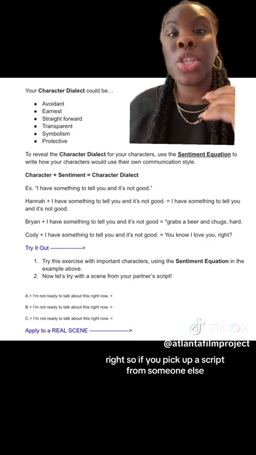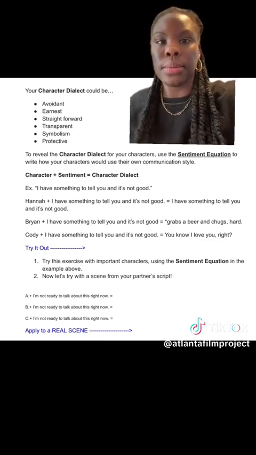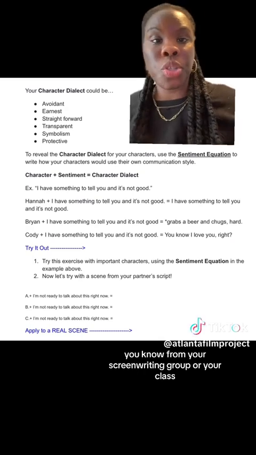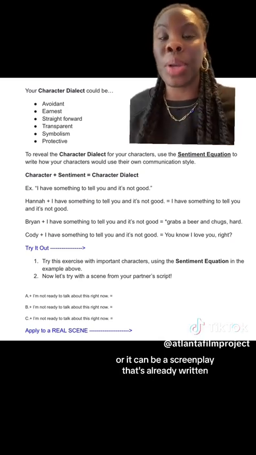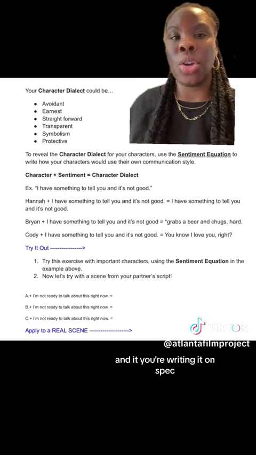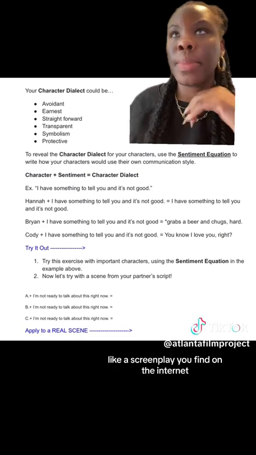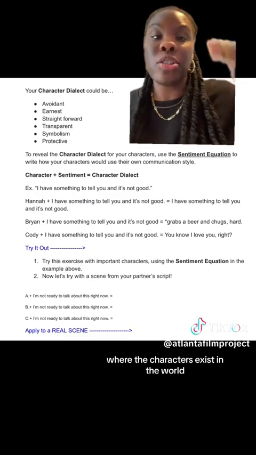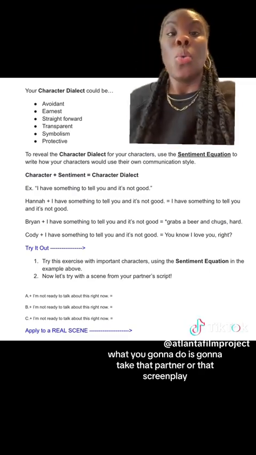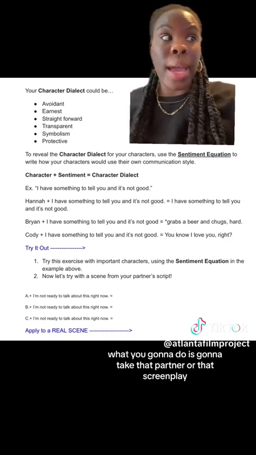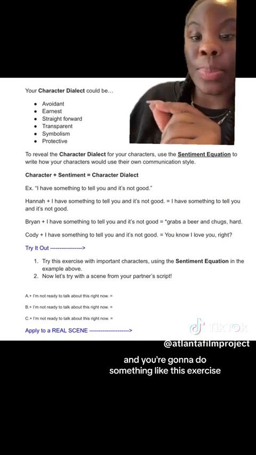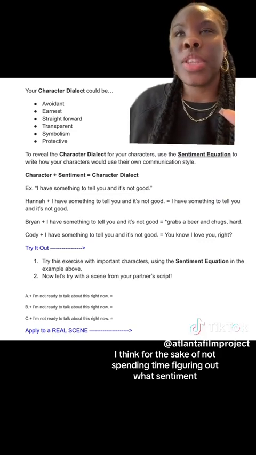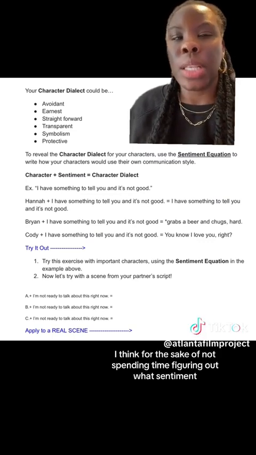So if you pick up a script from someone else, it could be a screenwriter you know from your screenwriting group or your class, or it can be a screenplay that's already written and you're writing it on spec. So like a screenplay you'll find on the internet, like for a television show or for any movie that's already out where the characters exist in the world. You're going to take that partner or that screenplay that already exists, and you're going to do something like this exercise. You can choose any sentiment that you want. I think for the sake of not spending time figuring out what sentiment, just use this one.